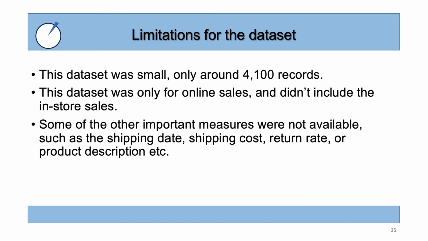I just wanted to touch quickly on the limitations of this data set today before we wrap up. The first is that this data set is fairly small with only 4,100 records. Second is that the data set only includes data for online sales and no data for in-store sales. Lastly, some other important measures were not available in this data set, like shipping date, shipping cost, return rate, product description, and more. And these other measures could impact our insights or recommendations.